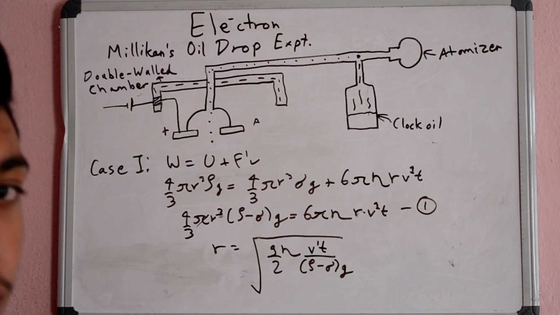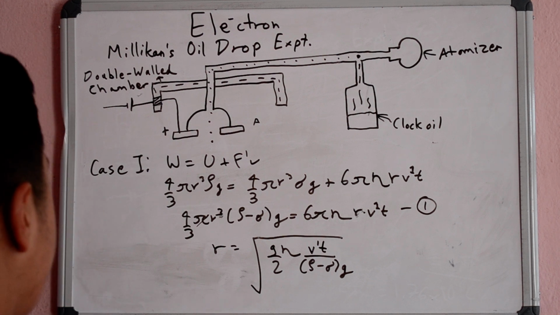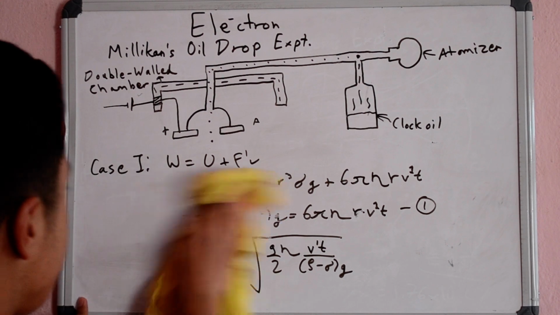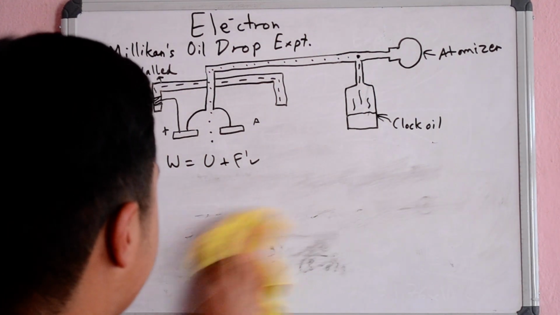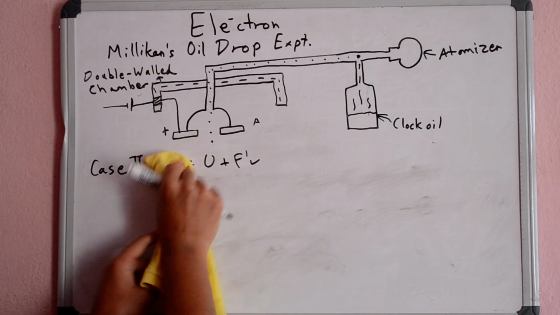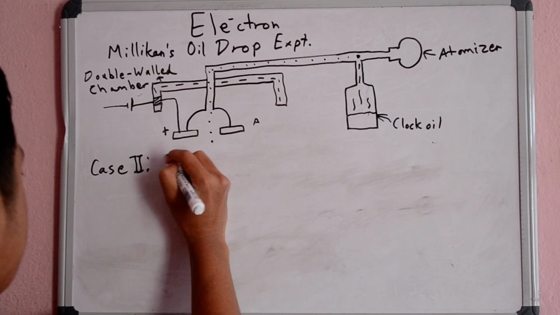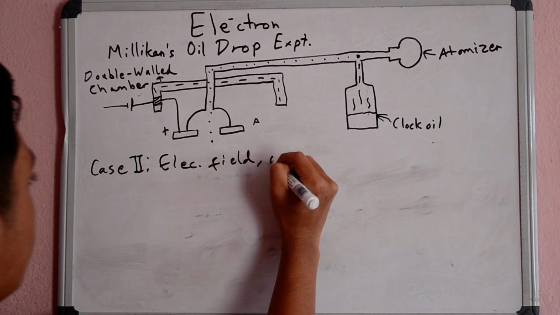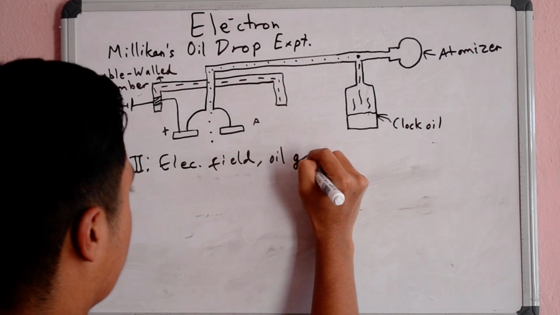And now we'll be focusing on the case 2 part. So the case 2, that is when the electric field is on. Case 2, electric field applies and oil moves down, right? Oil goes down.